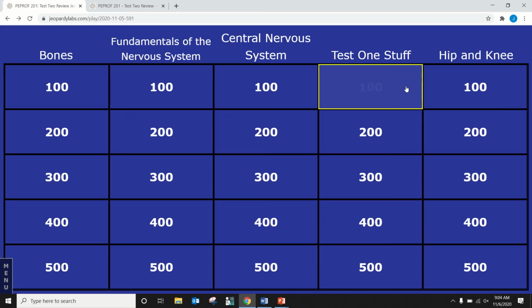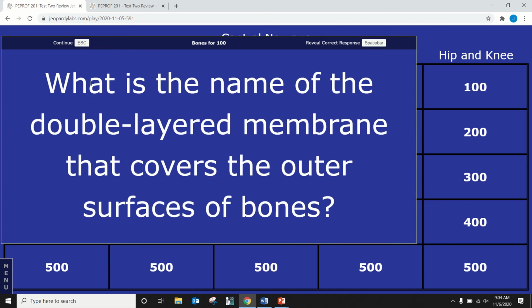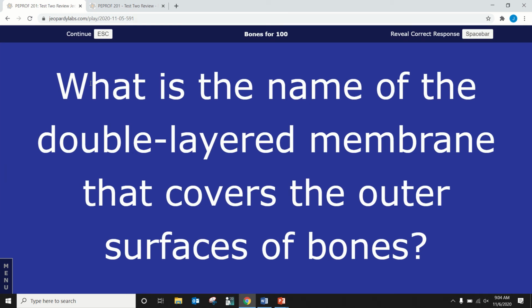Cool. Jack, what are you going with? Bones for 100. Starting low stakes. All right, so what's the name of the double-layered membrane that covers the outer surface of bones?